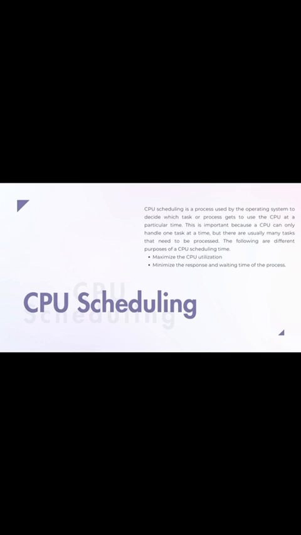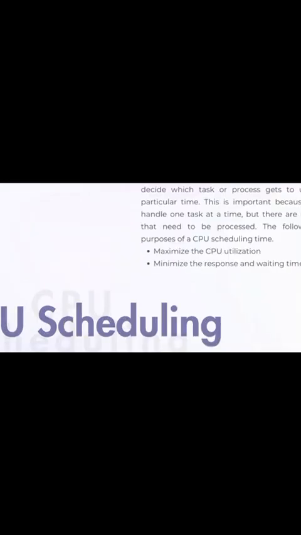The main goals of CPU scheduling are: number 1, maximize CPU utilization, which means keep the CPU busy all the time. Number 2, minimize waiting time, which means reduce how long each process waits. And number 3, minimize response time, which means give faster feedback to the users.